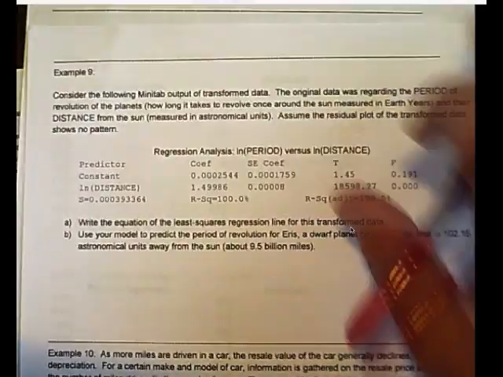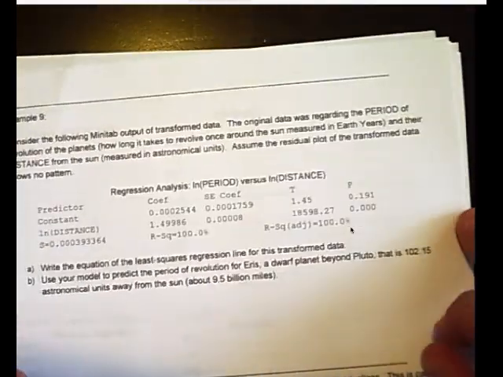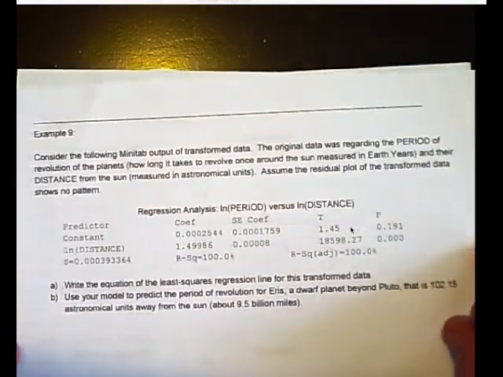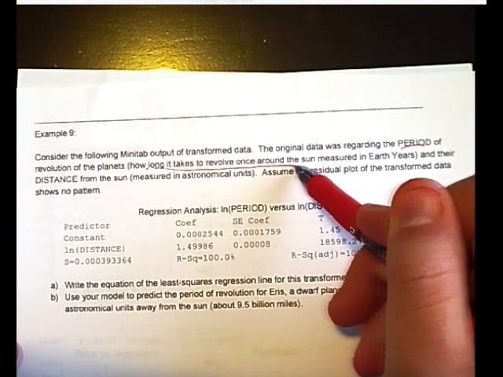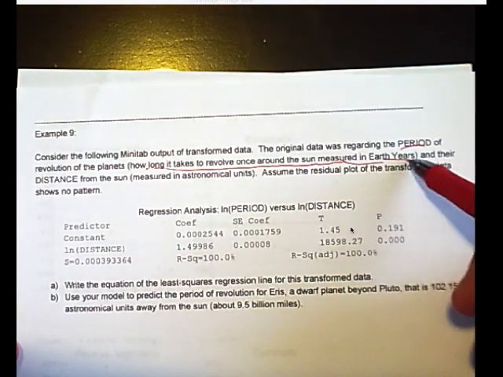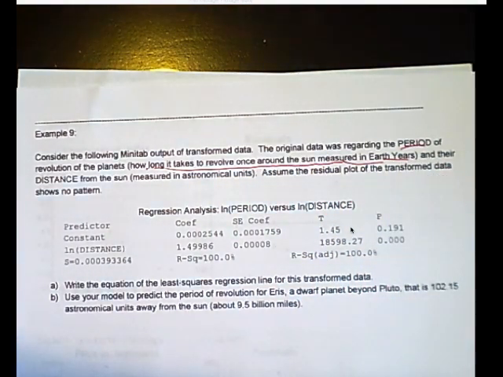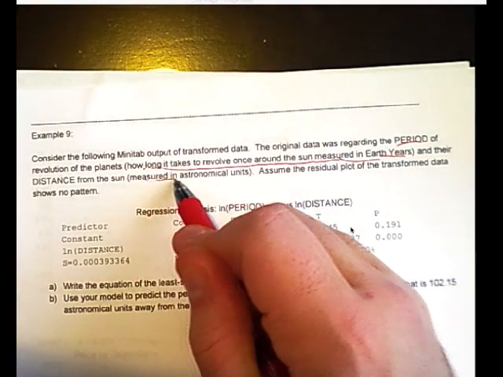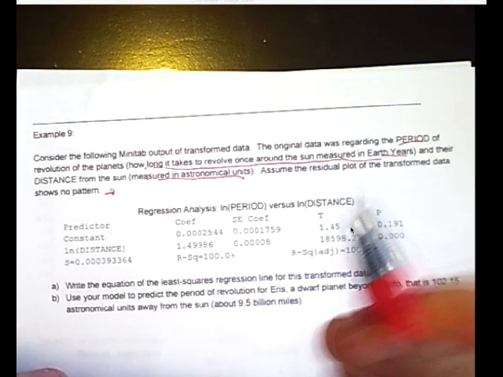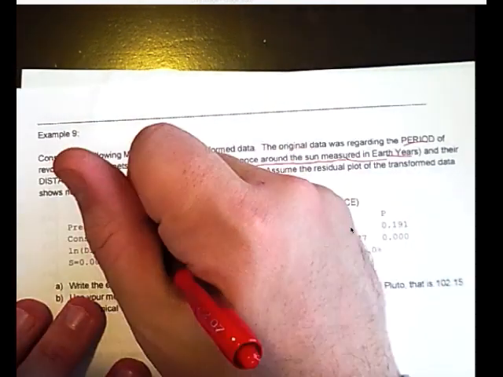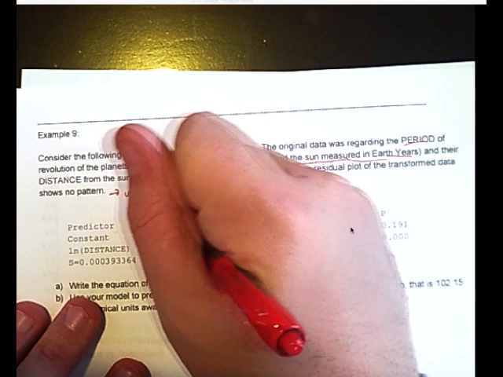It says consider the following Minitab output of transformed data. The original data was regarding the period of revolution of the planet, so how long it takes to revolve once around the sun measured in Earth years, and their distance from the sun measured in AUs, or astronomical units. Assume the residual plot shows no pattern. Okay, so that's good. That means I can use this. No pattern means it's usable. I can do linear regression on it.